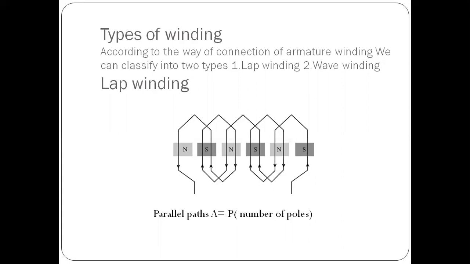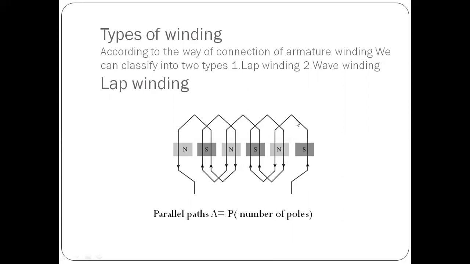So we can say, so many conductors can be placed in those slots. So we can say the current carrying capacity of this kind of generator is high. If you connect in lap winding, the current carrying capacity of this kind of winding is high. So it is the advantage of lap winding.